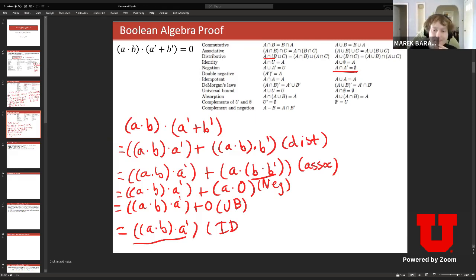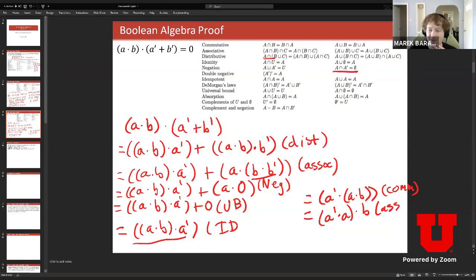So first I'm going to apply the commutative rule to get A prime out in front. I'm going to get A prime times A times B. I don't need the outer parentheses now. And so now I'm going to reassociate to get A prime times A times B. That's the associative. And then this is equal to A times A prime times B. That's commutative.